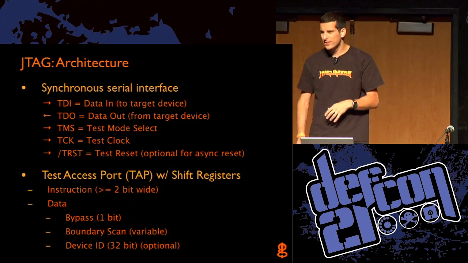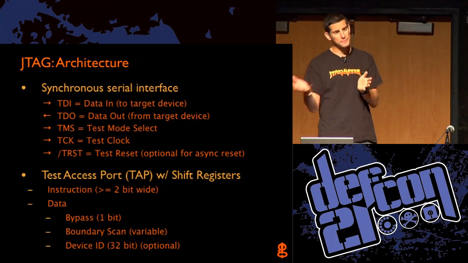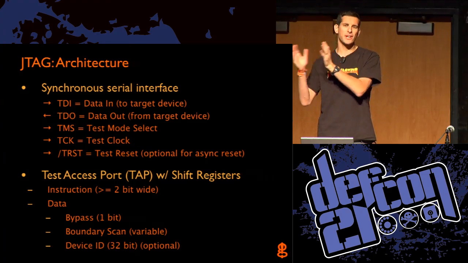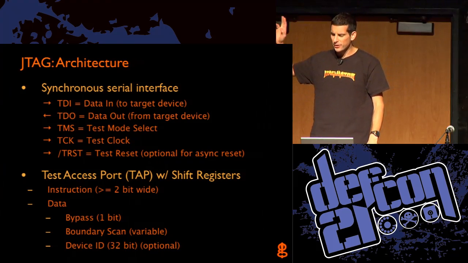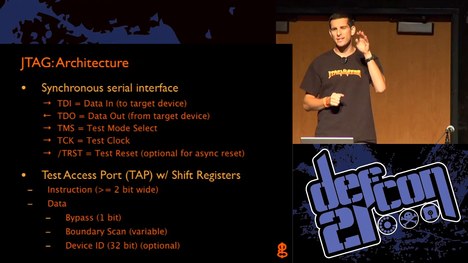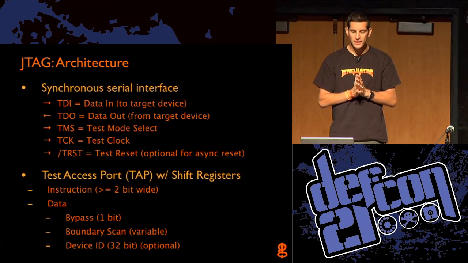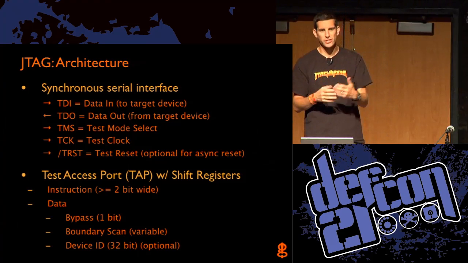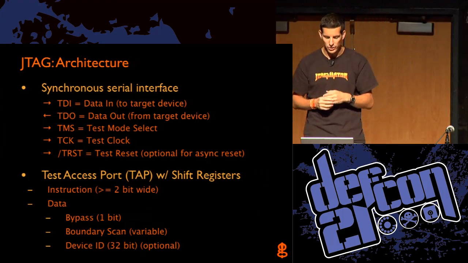JTAG's a synchronous serial interface, which means it's a serial interface with input and output, and then we need a clock to align itself to synchronize that data flow. So we have TDI, which is data in, we have data out, test mode select and clock. Mode select is what we use to change state of the system, and I'll show you a diagram on the next few slides. Change state of that system to basically change function or to shift data in or to load an address or load an instruction.